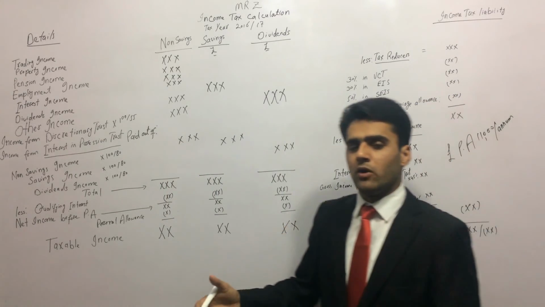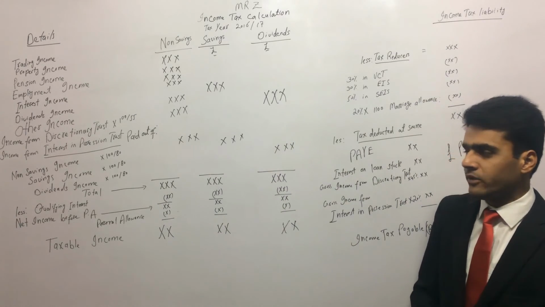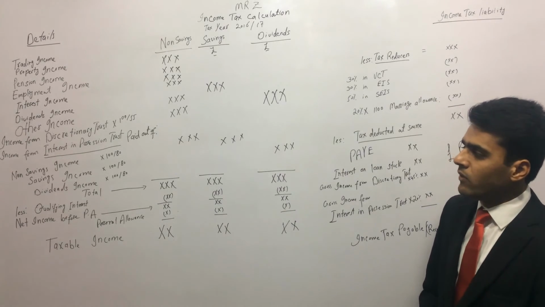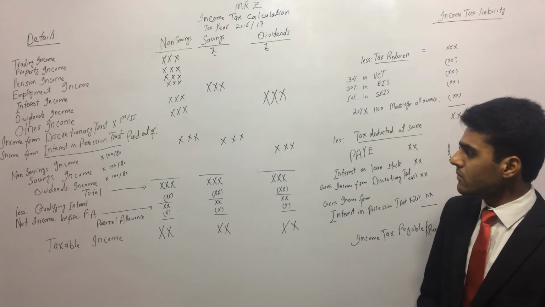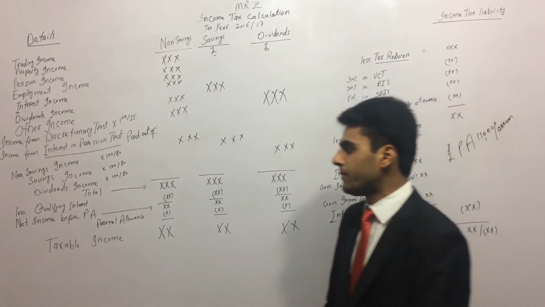Now, why are we grossing up? Because 20% tax has already been deducted. If 20% tax has already been deducted out of the income from interest in possession trust, then we will need to multiply it by 100 and divide it by 80. All right? So that is the way to deal with the interest in possession trust.